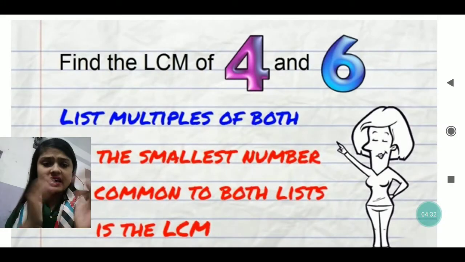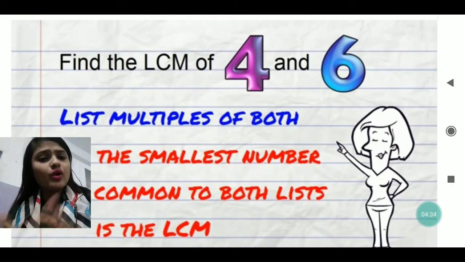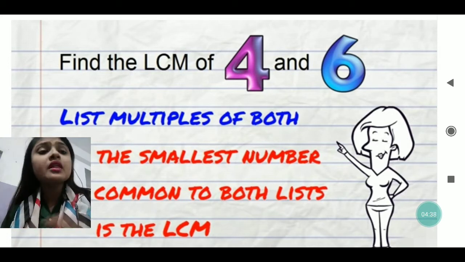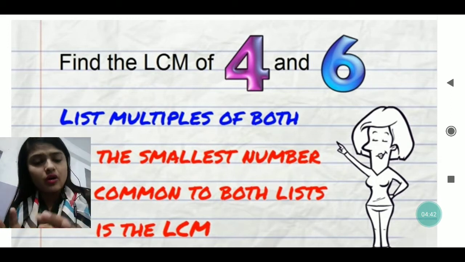Likewise, you can see here, find the LCM of 4 and 6. I have taken two single-digit numbers. One is 4 and another is 6. List the multiples of both, all the multiples.